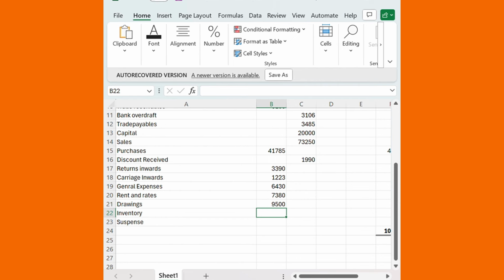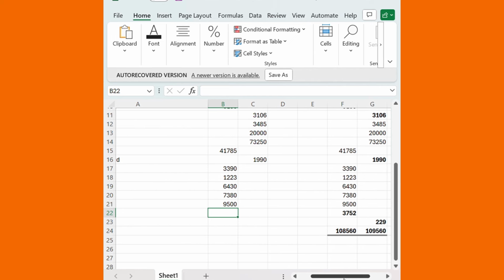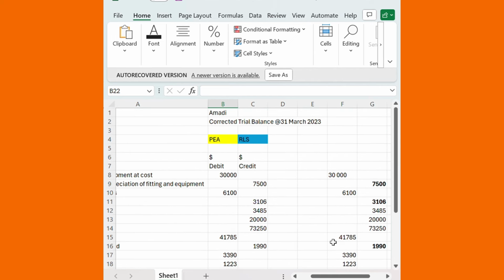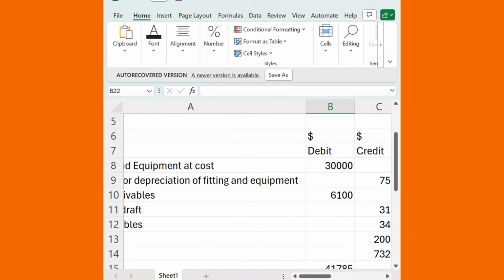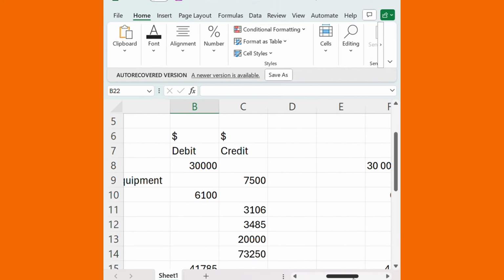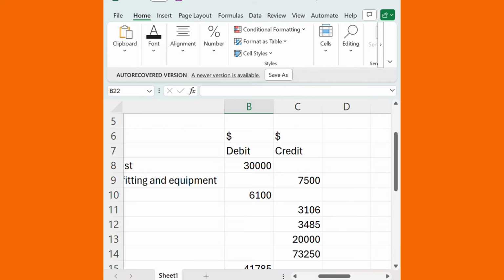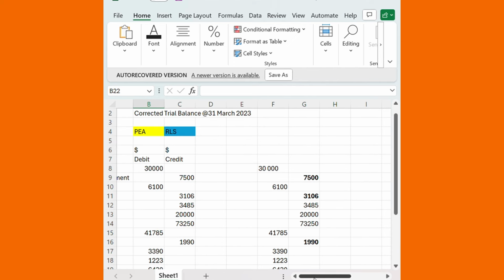Then we have our inventory. When we come to inventory, let me just get back up. Okay, I want to show us the pearls. Let me see if I can just have this slightly right.